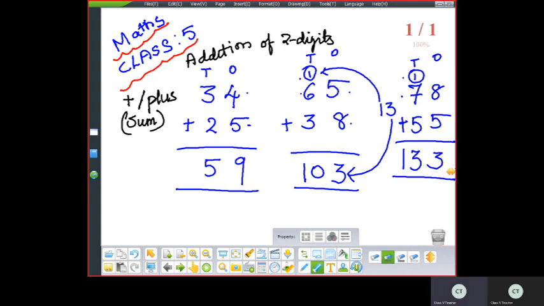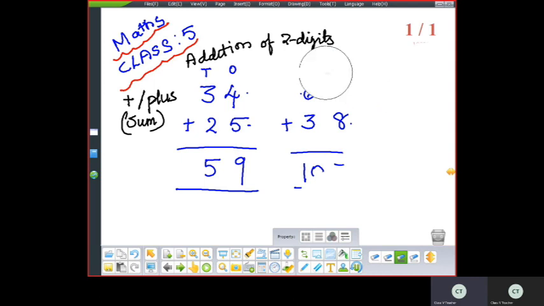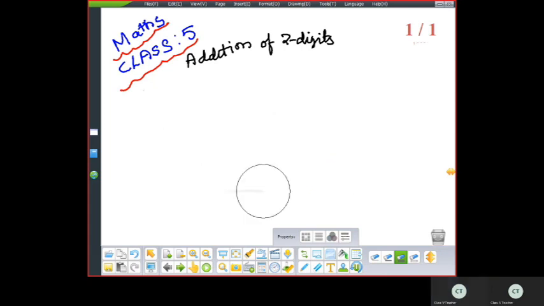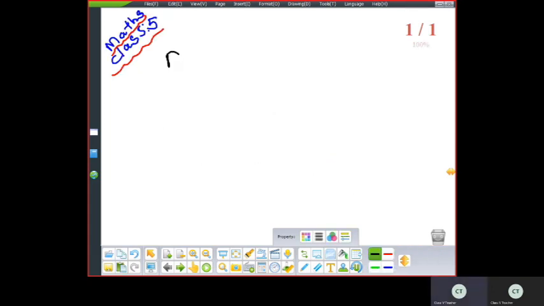So now let us go to the next step. Let us do 3-digit addition. So 3 digits means what all will be there, children? 1, 10, 100. Okay. So let me take a number.